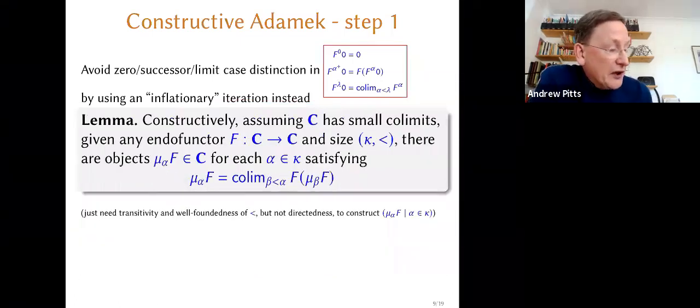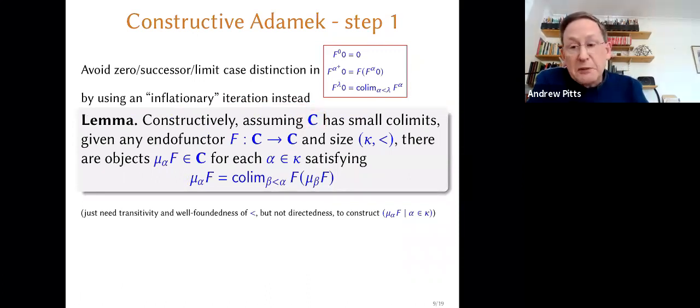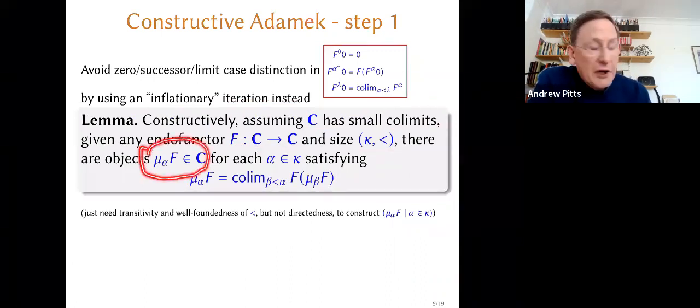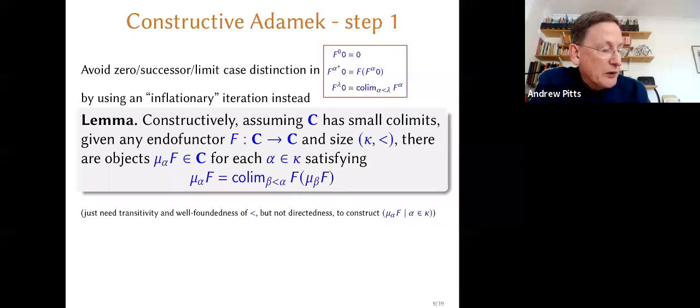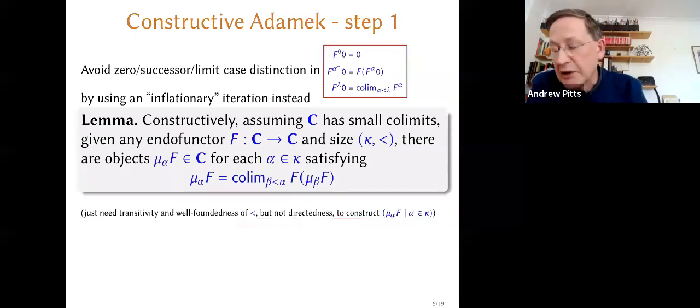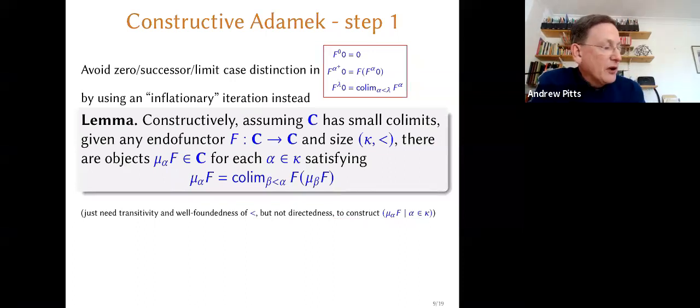So I've stated this as a lemma. We've got our category C. We need to be able to form colimits at each stage, so let's just assume that C has small colimits. That's more than you need, but it's good enough. And we've got some endofunctor from it to itself, and we've got some size. Then we can form this sequence of objects indexed by the elements of the size so that at each alpha, mu alpha is the colimit of the F of the things that we got for strictly smaller sizes beta. And you just need transitivity and well-foundedness of the relation less than on this set kappa in order to construct this by well-founded recursion on the elements of the size.